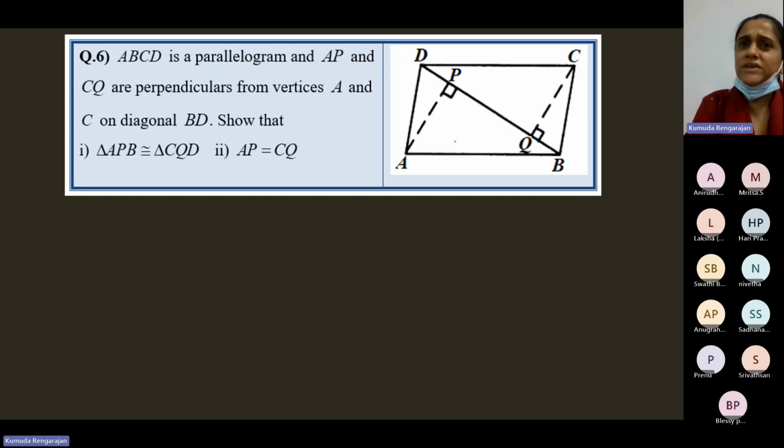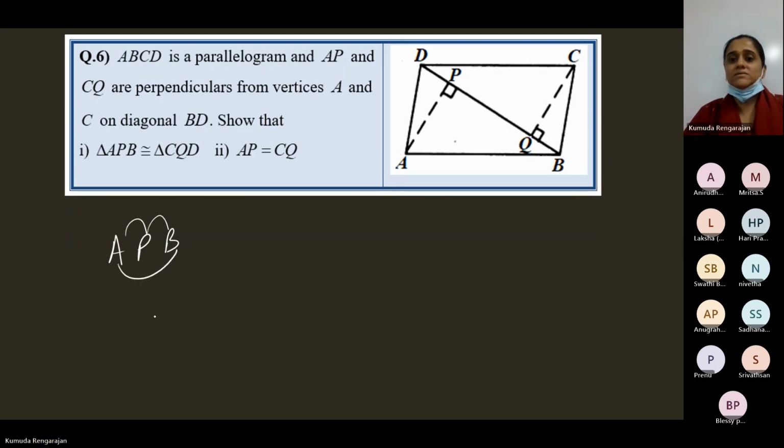No, BD is not a side of any triangle. PQ also is not a side; PQ is a part of the sides. Check the sides of triangle APB. Which are the sides? AP, PB, and AB. So PQ is not a side of any triangle. Just a second.